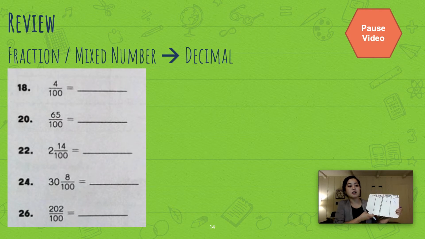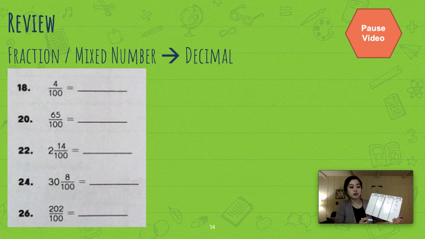All right, 2 and 14 hundredths. So it's 2, that's 2 wholes, right? 2 and 14 hundredths. Can I put a 14 here? No, because the biggest value I can put is like 9, right? I can only put a single digit here. So I'm going to keep the 4, my last digit, and I'm going to move this 1 here. So now it's 2 and 14 hundredths.